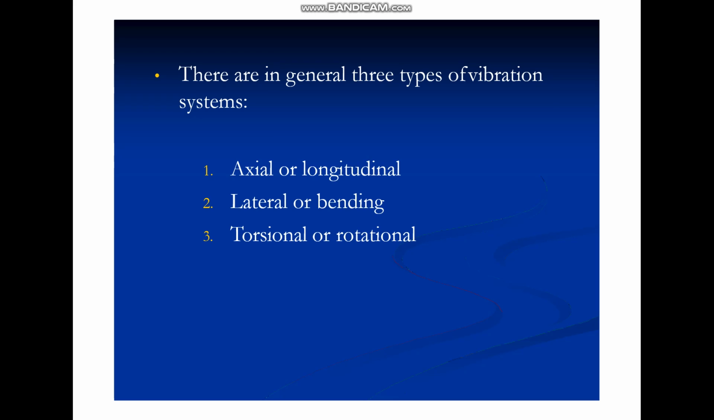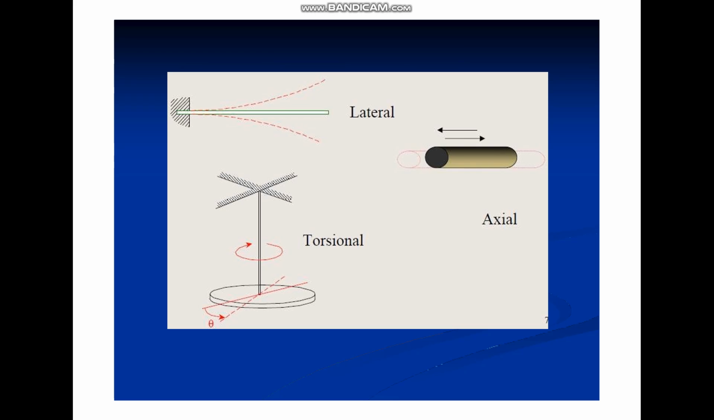So axial vibration: the following diagram shows the axial vibration that is along the axis of the body, called the lateral axis or longitudinal axis. Lateral vibration occurs when the body is fixed at a certain end, and torsional vibration occurs when there is a rotating or twisting effect in the body.